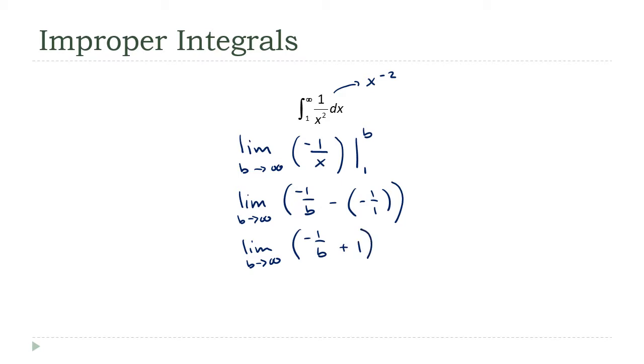The limit, you split the limits up. The limit as b approaches infinity of negative 1 over b is 0. And the limit as b approaches infinity of 1 is just 1. 0 plus 1 is 1, and there's our answer. That's what this improper integral is equal to.